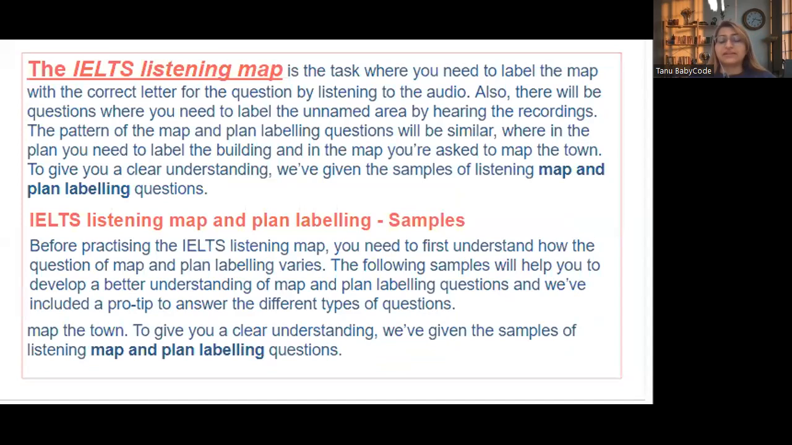Now, what are plan and labeling? You need to label the map with the correct letter for the question by listening to the audio, and there will be questions where you need to label the unnamed area by hearing the audio also. The pattern of the map and plan labeling questions is a little similar, but in plan you need to label the building, but in map you are asked to map the town. So for clear understanding, let's look at some of the sample questions.